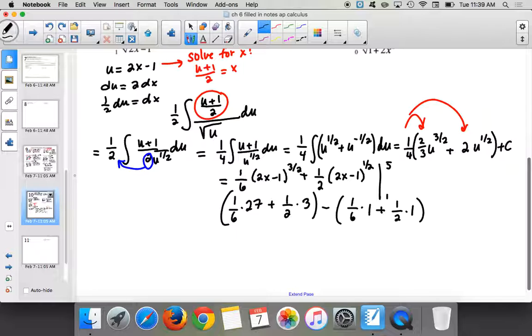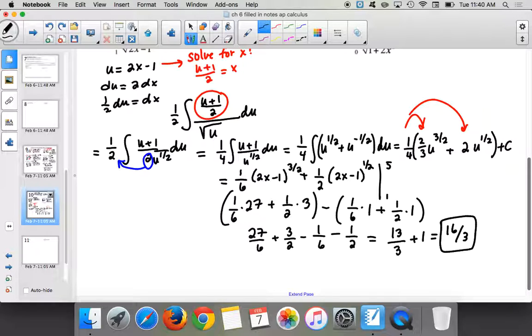So that's still 1. I'll leave it as 27/6 plus 3/2, because you also have a 1/6 over here and a 1/2. So 27/6 minus 1/6 is going to be 26/6, which is 13/3. And then 3/2 minus 1/2 is going to be plus 2/2, which is 1. So you should get 16/3 as your answer.